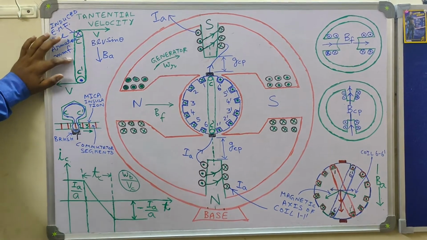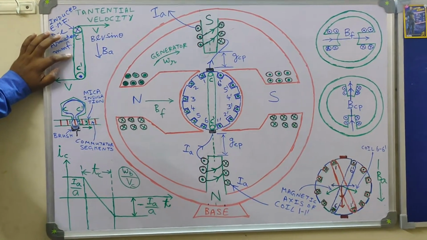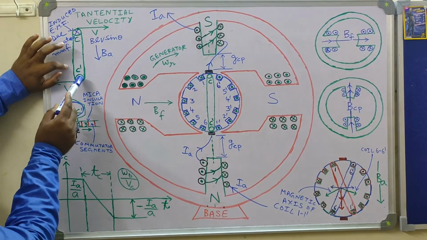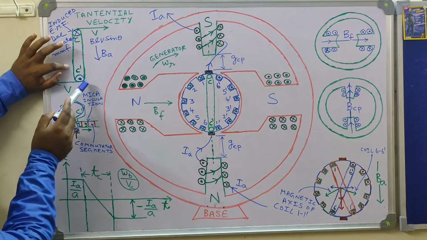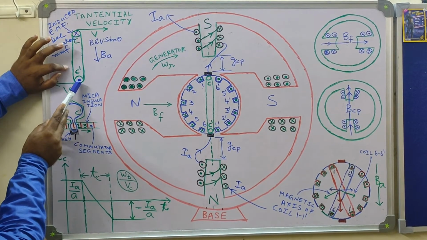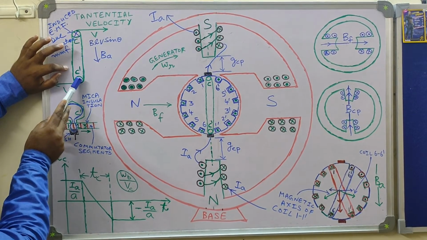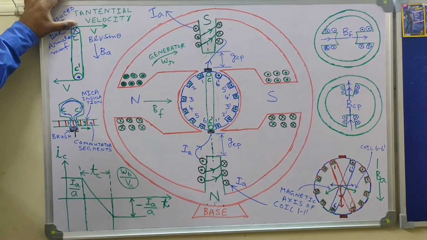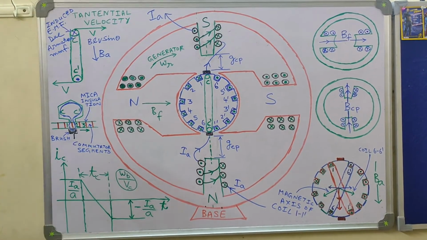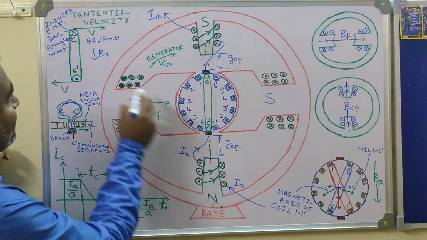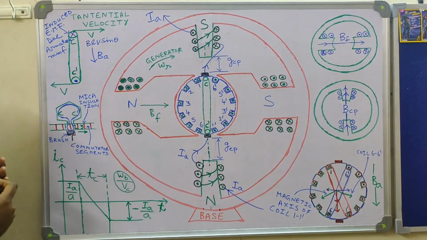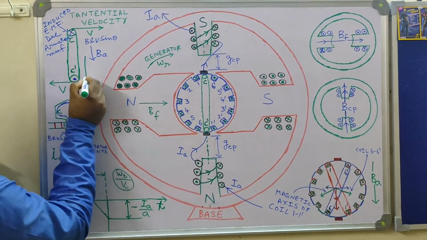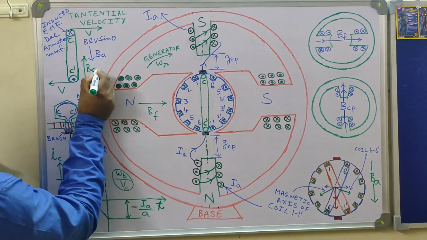So what we say here is that the interpoles should induce an EMF in the commutated coil CC dash, such that cross polarity induced EMF should be there. Where should cross polarity induced EMF be? At the coil side C dash. And dot polarity induced EMF should be there at the coil side C. For that to happen, obviously the direction of the interpole flux should be opposite to the armature. That means the interpole magnetic flux density should be directed in this direction. That is, this should be our BCP.